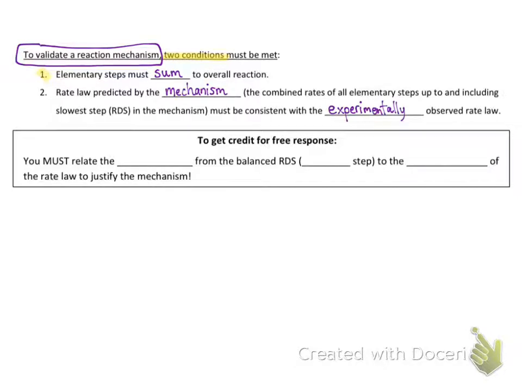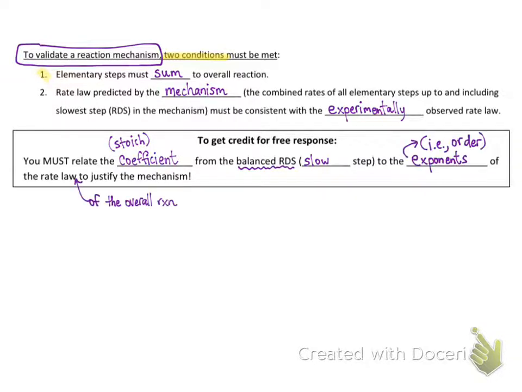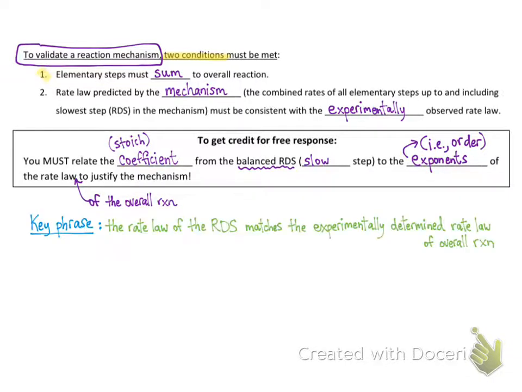The key to explaining this on a free response, because yes, these are common free response problems, is that you need to relate the coefficient from the balanced rate determining step to the order with respect to each reactant in the rate law for the overall reaction. Basically, you've got to look at the exponents of the rate law. There is a key phrase that can be useful when you're justifying on free response, because this kind of applies to almost any question of this sort. So let me show you.